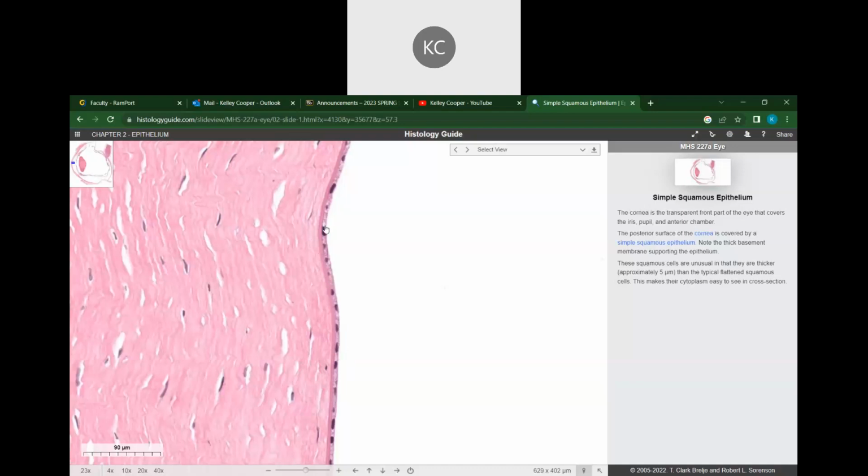So you see lots of individual cells. Every black purple dot that you see, that is representing a nucleus of one of these cells. Okay, so everywhere you see a dot, this is a cell. It's a nucleus, but it's representing one cell. And we see that most of these are very flat in appearance. They're this flattened out, squamous appearing cell, right? So this is a very good example of simple squamous.